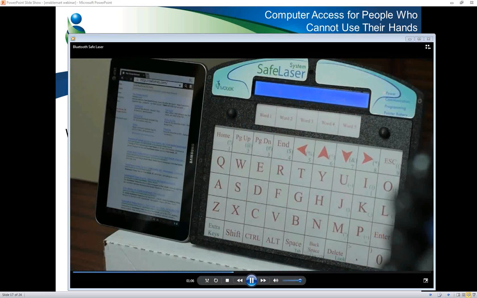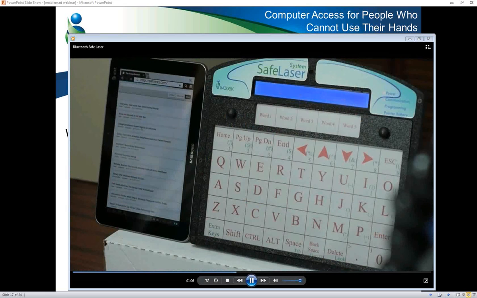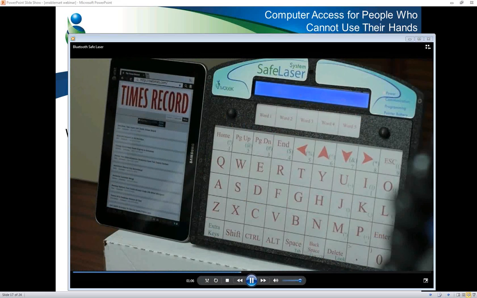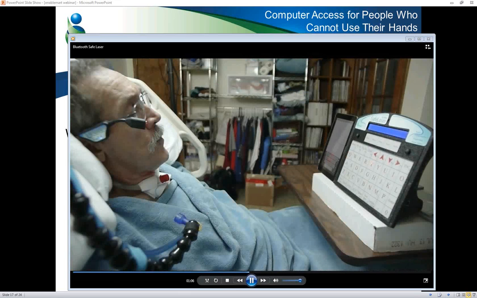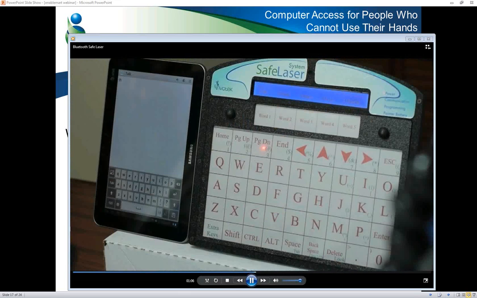Notice that Martin does not have to target a small sensor. The entire surface is laser sensing. So as long as the laser is anywhere within a key boundary, the system recognizes the presence of the laser and dwells as expected.